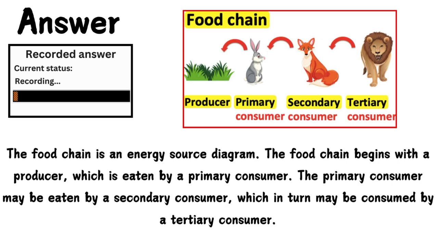The food chain is an energy source diagram. The food chain begins with a producer, which is eaten by a primary consumer. The primary consumer may be eaten by a secondary consumer, which in turn may be consumed by a tertiary consumer.